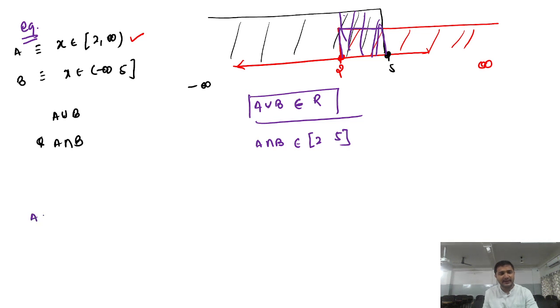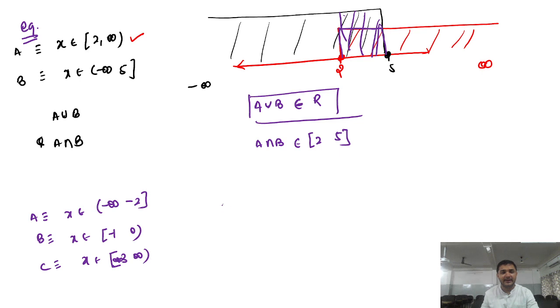Let's say we are having set A. It is representing x belongs to minus infinity to minus 2. Set B is representing x belongs to minus 1 to 0. And set C is representing x belongs to, let's say, 3 to infinity. Okay, so we need to take the union of all these. What I'll be getting on the number line if I'm plotting the graph, we'll be getting minus 2 here. So this is what we are having as the first part.